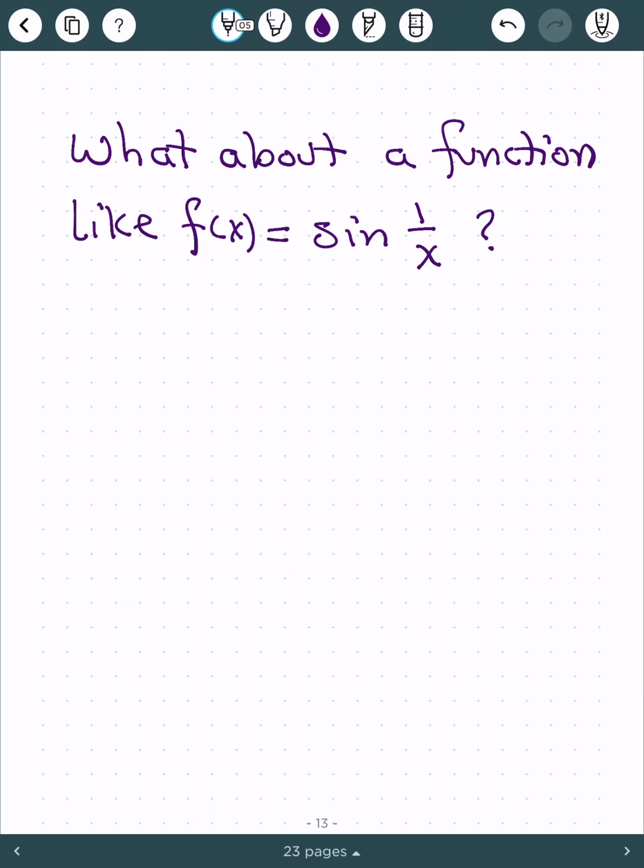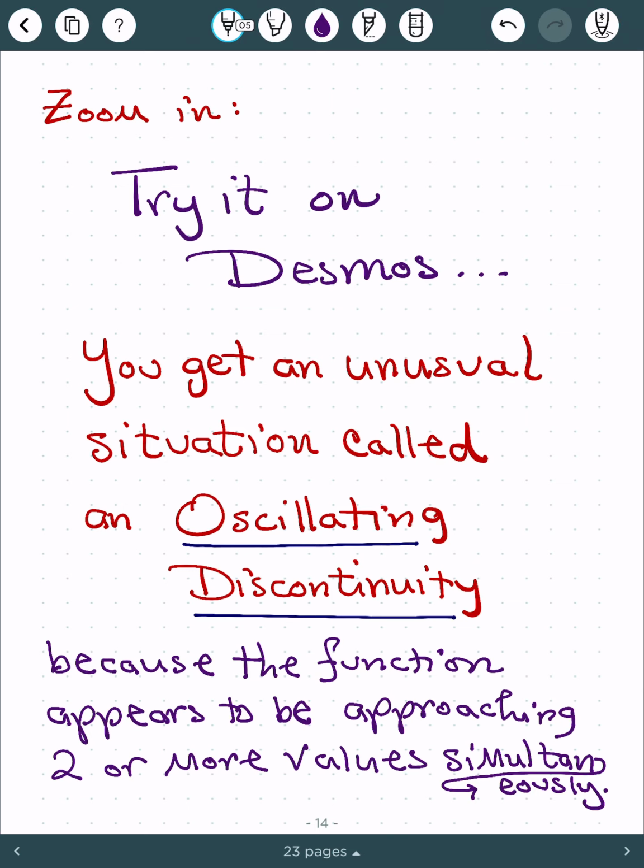So what about a function like this? I've got f of x equals the sine of 1 over x. You can try graphing that on something like Desmos, and you're going to get a really unusual picture. It's called an oscillating discontinuity because the function appears to be approaching two or more values simultaneously. This is what it looks like.